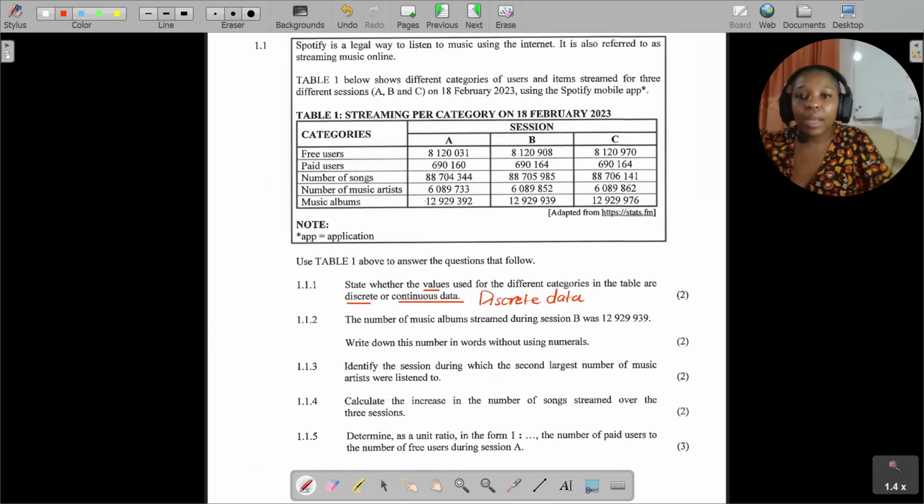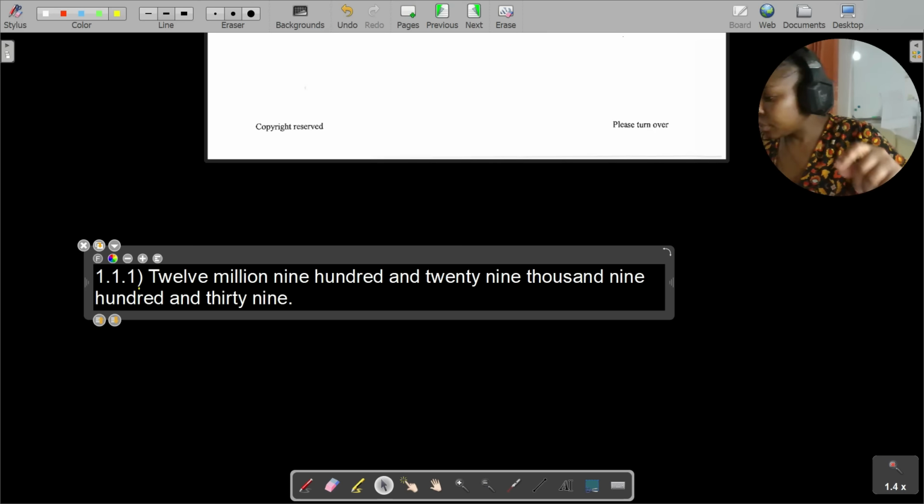Question 1.1.2. The number of music albums streamed during session B was 12,929,993. We now want to write down this number in words without using numerals. So they just want us to write what I've just said in words.